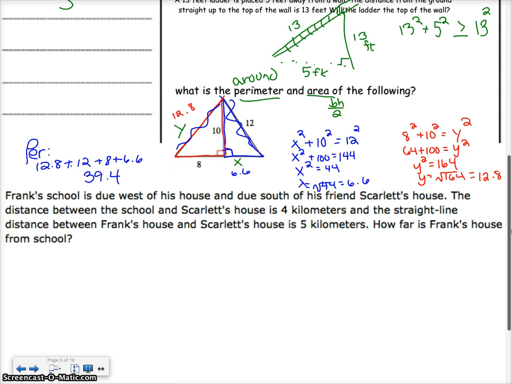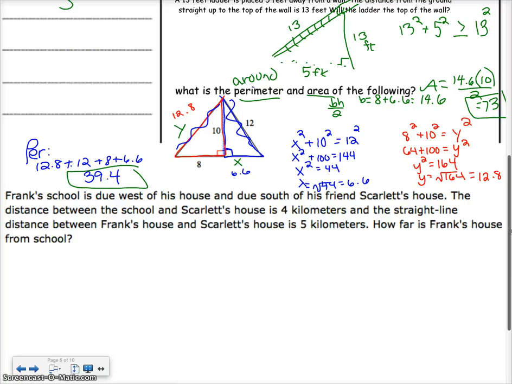Now I need to find area. Base times height divided by 2. So the base of this triangle, base is equal to 8 plus 6.6, which is 14.6. And now I can use a formula. Base, 14.6, times height, 10, divided by 2 is 73. So maybe I'll box off everything I found. That's what I was looking for. Perimeter and area. Kind of messy. So I didn't have much room. But it was definitely a multi-step problem. That's like level 3.5, 4 there. That's great.